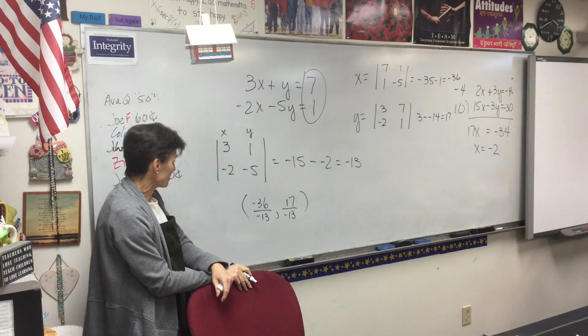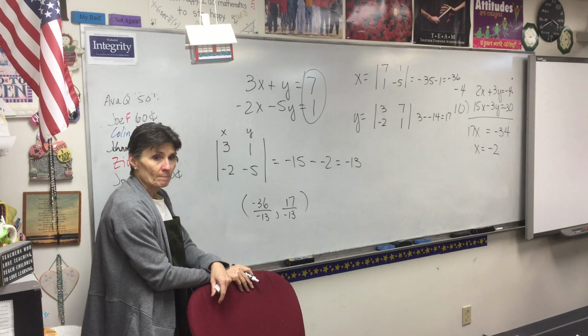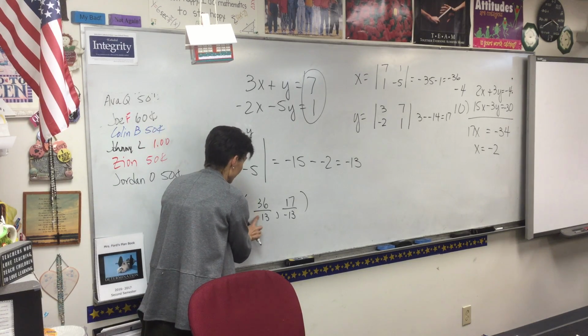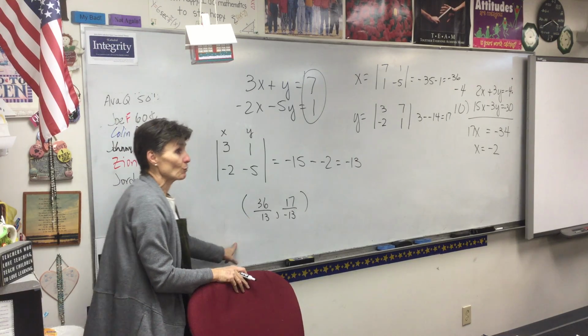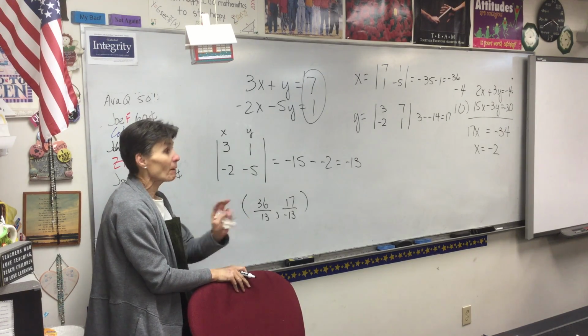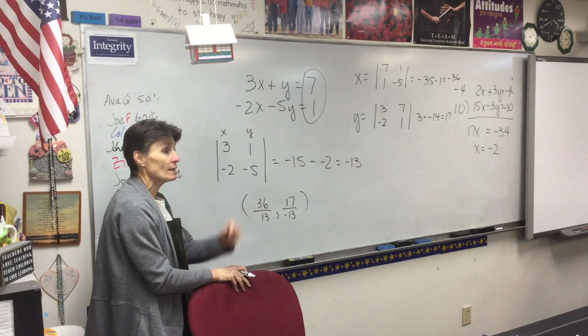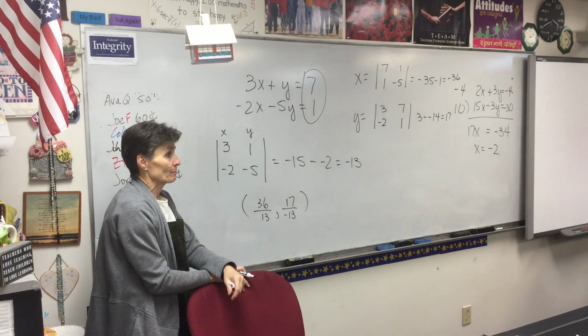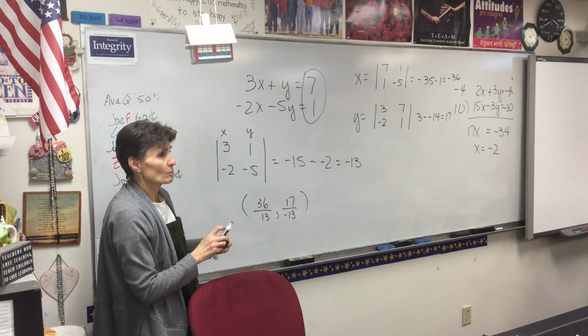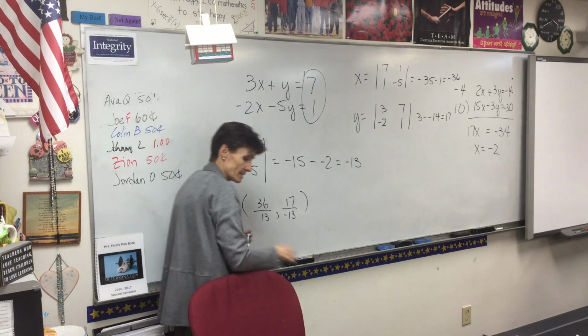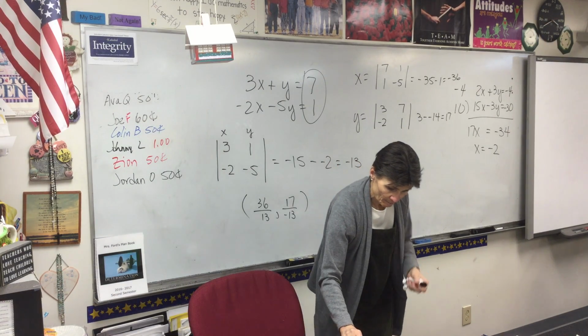Is there any kind of simplifying I can do? I can cancel this negative out, right? So I just erased it. You can do the same or you can rewrite it, but you have to have positive 36 over 13, and that's your answer. Okay, so we've done a couple of Kramer's rule today. All right, let's see what's next.